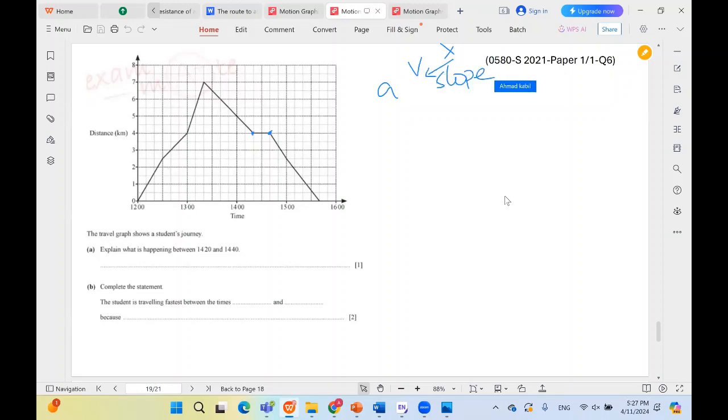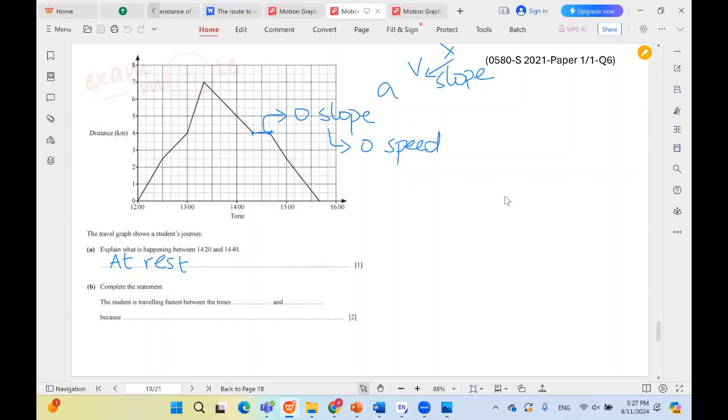What do we know about horizontal lines? Horizontal lines have 0 slope. The gradient or the slope of a horizontal line is 0. And therefore, since slope is speed, we know that the speed here is 0 as well. So if the speed is 0, this means that it is not moving, or at rest, or stationary. You can write any of these. They all mean the same thing.